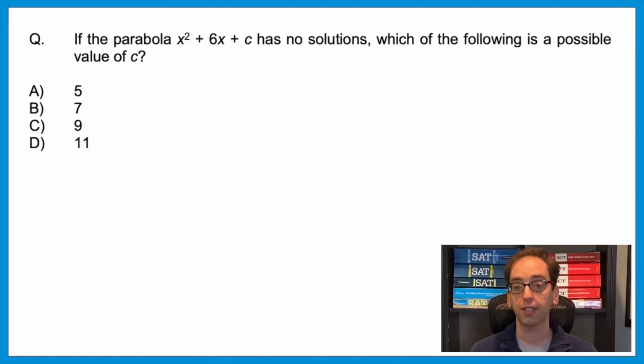Let's try another. If the parabola x squared minus 6x plus c has no solutions, which of the following is a possible value of c? I'll give you a minute. Press pause, give it a try.